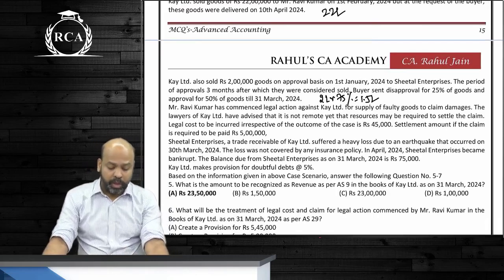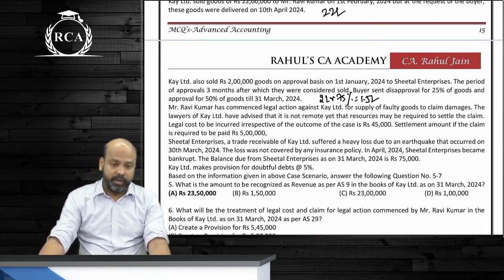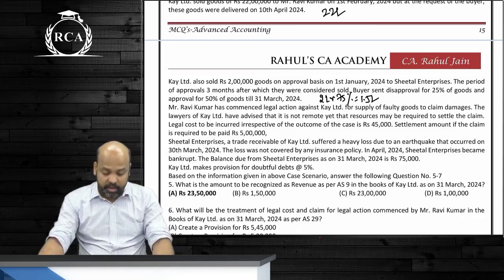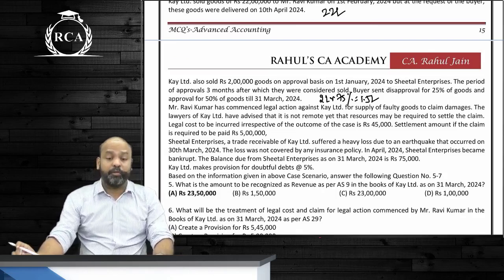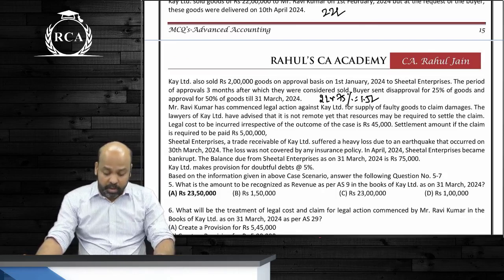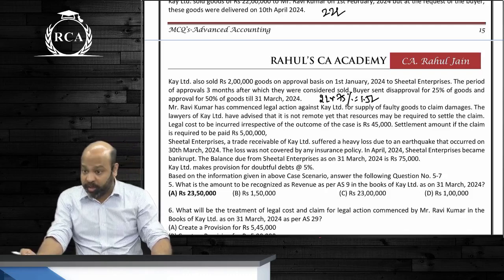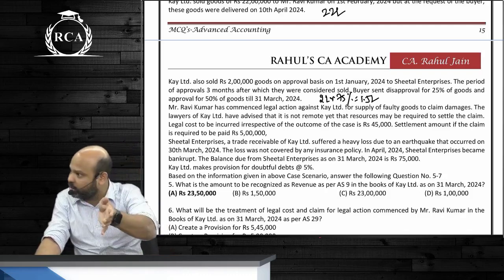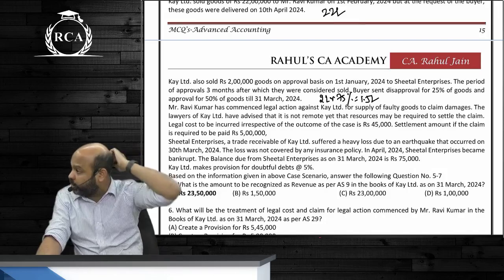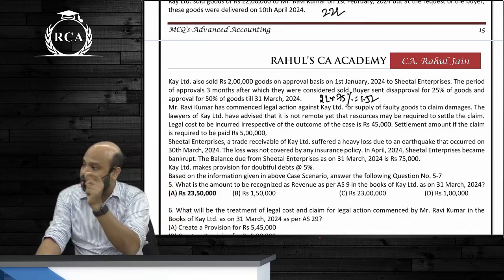Next. Mr. Ravi Kumar has commenced legal action against K Limited. We are K Limited, guys, the company. Someone else has filed a case against us for supply of faulty goods to claim damages. The lawyers of K Limited have advised that it is not remote yet. Not remote yet. That means, beta, you might have to disclose that as a contingent liability. If it is remote, you do not even have to report it as a contingent liability. Wording पे दिया जाओ बेटा. It says not remote yet.